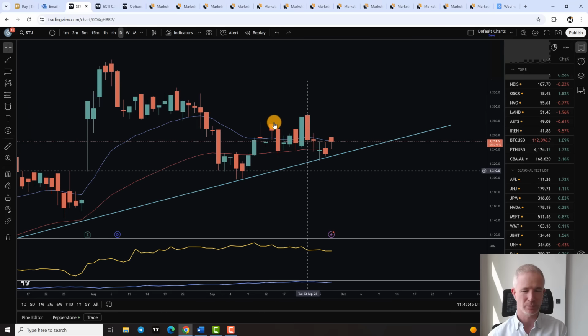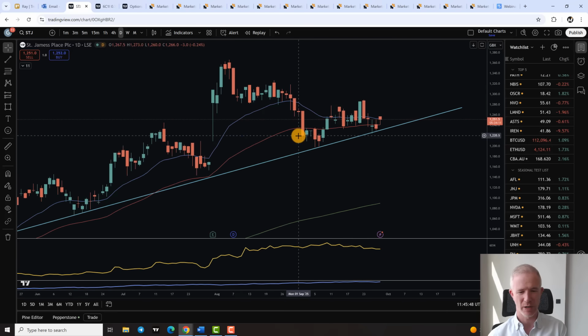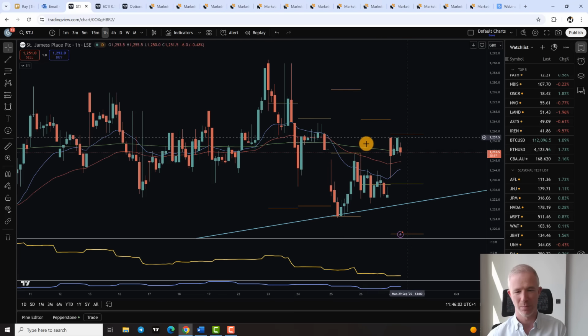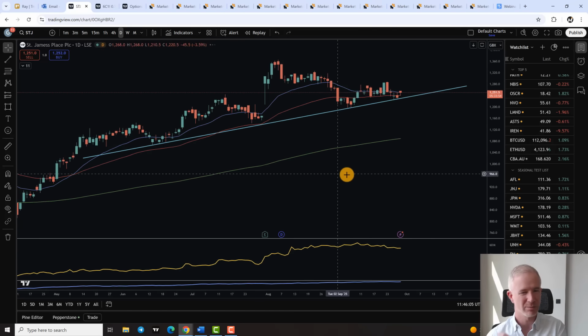St. James's Place, mentioned as a UK stock of interest. Volume looks decent in through here. Price action's not great, but that's quite common for a lot of the UK stocks. But I'll keep an eye on it. I'm not long of this. I don't have an area of where I want to be long just yet. But yeah, it's something that's of interest.